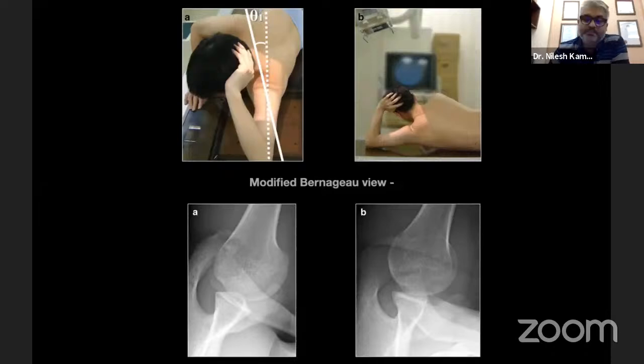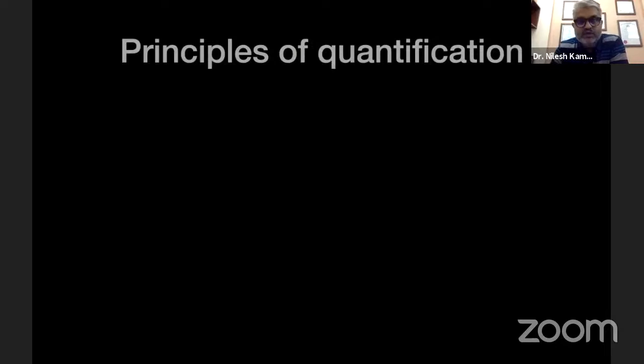Sugaya further modified this view as the modified Bernageau view, also known as the watching-TV-in-a-sleeping-position view, where it's easier to do this view as compared to a Bernageau view, but the principle remains the same, that you're looking at the anterior aspect. But what remains the gold standard is a 3D CT scan.